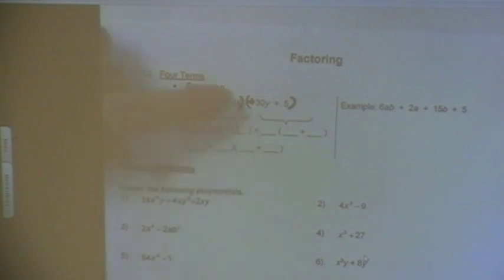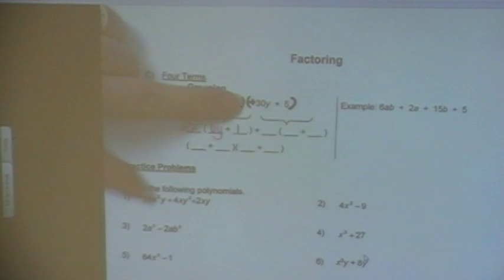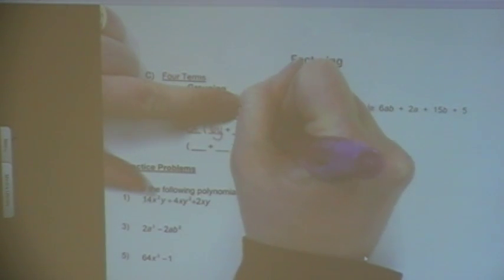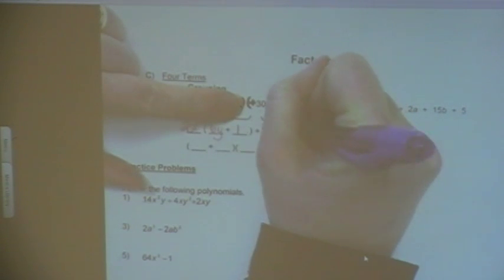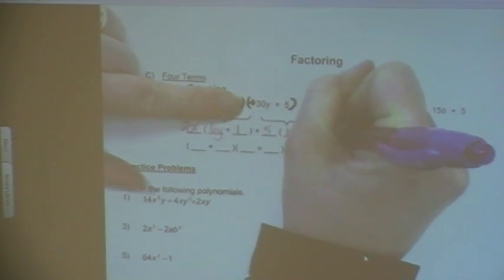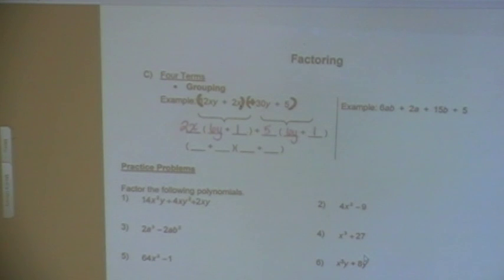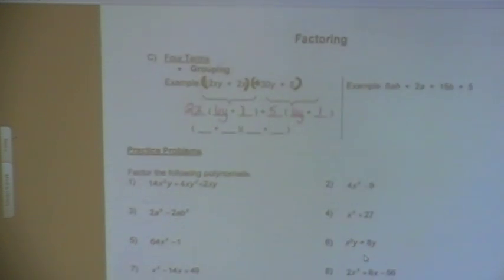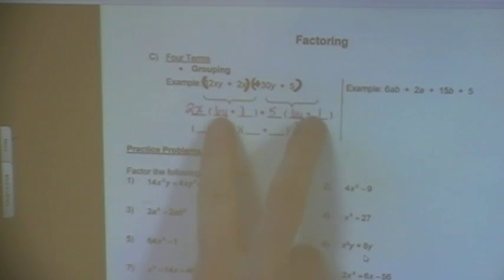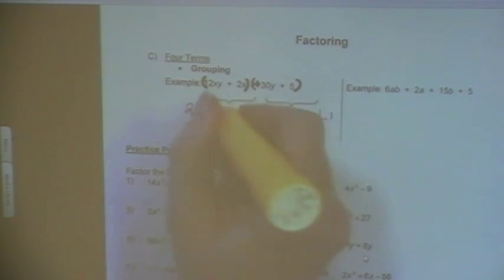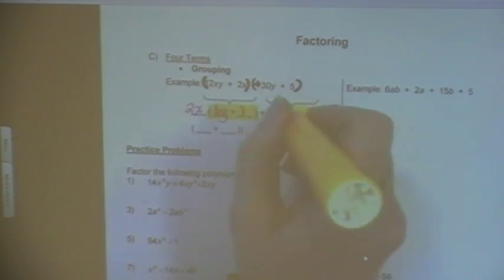I'm going to do the same thing for this group. Try to determine what they could be divided by. Well, 30y and 5 can both be divided by 5. That would leave me 6y plus 1. All right, now, if you notice, these two things, these parentheses, are the same.